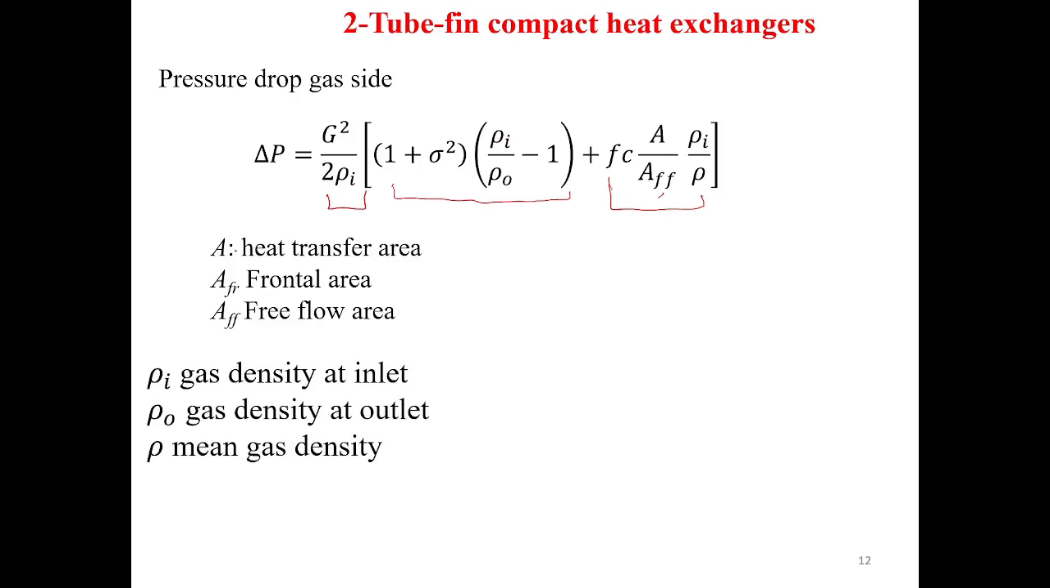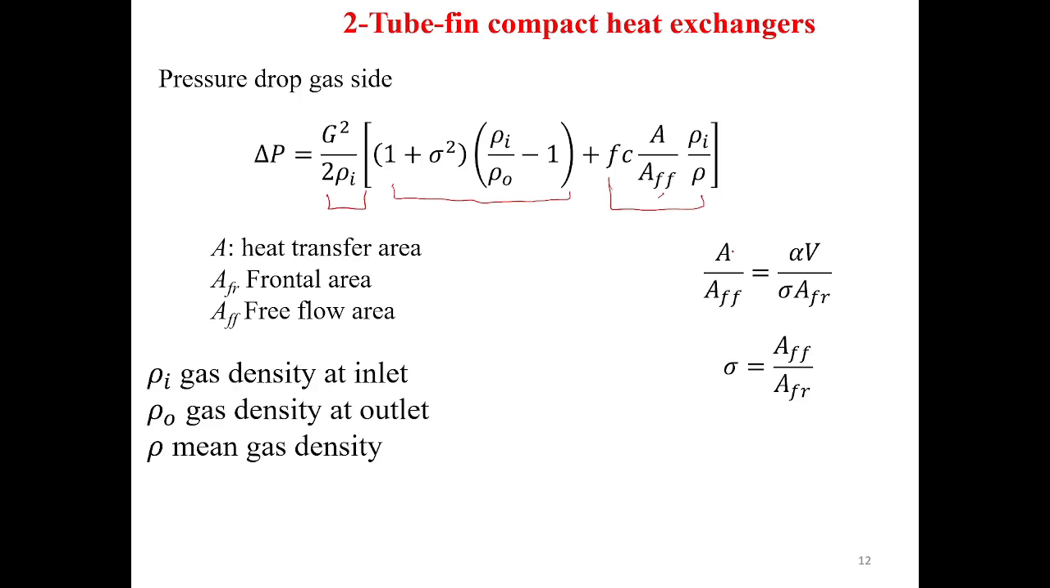All these parameters have been defined before. A is the heat transfer area, AFR is the frontal area, AFF is the free area, and the density is actually at inlet and outlet, and the mean value also. You can actually take the heat transfer area divided by the free flow area and substitute that, since you know that alpha is equal to the heat transfer area divided by the volume.